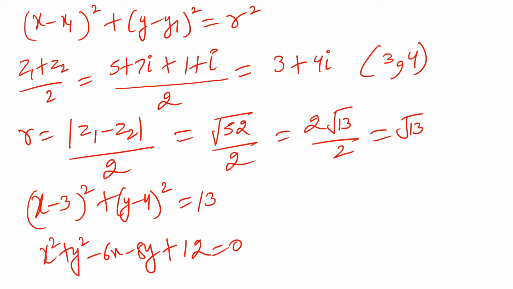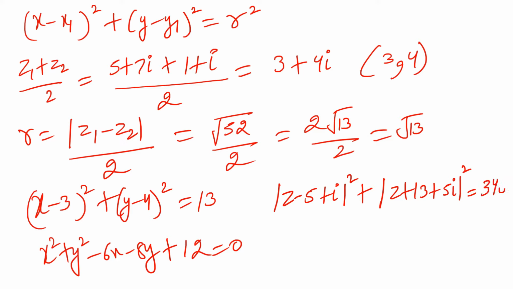Now if we consider the second equation, the equation is given to us as mod of (z minus 5 plus iota) whole square plus mod of (z plus 13 plus 5 iota) whole square equal to 340, right? Now here if we make the comparison with the standard equation that I wrote when I started the question, z1 will be 5 minus iota and z2 will be minus 13 minus 5 iota.